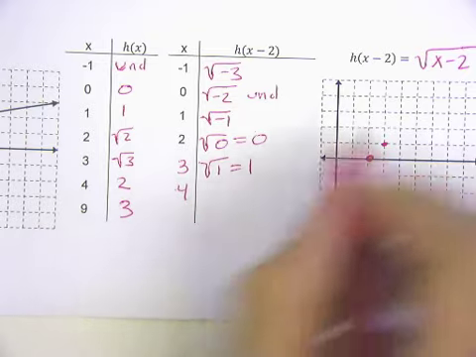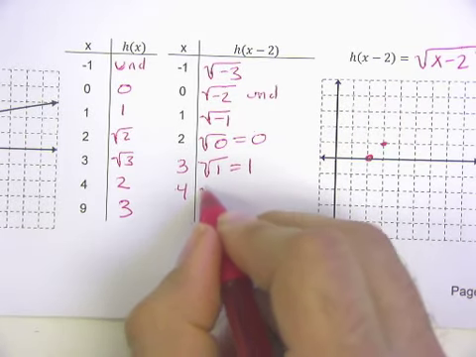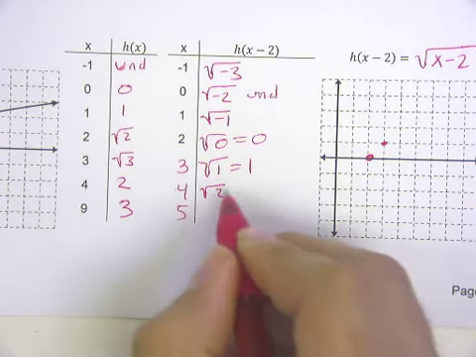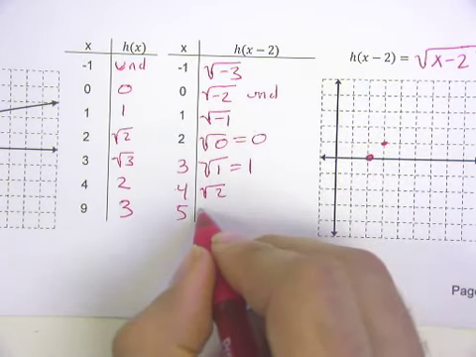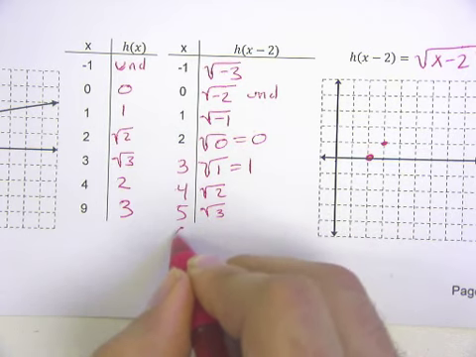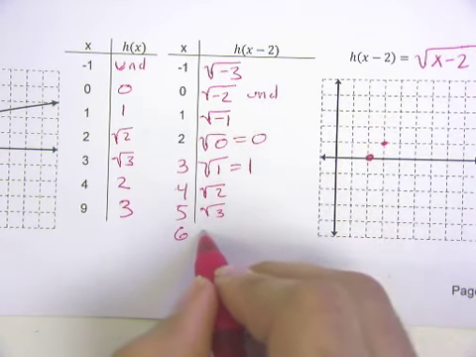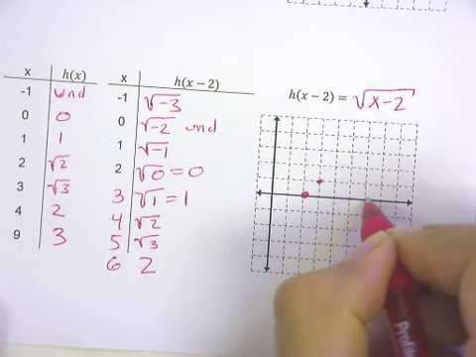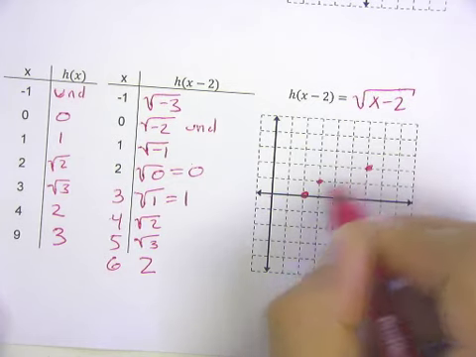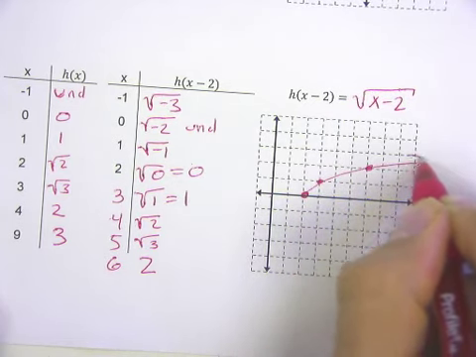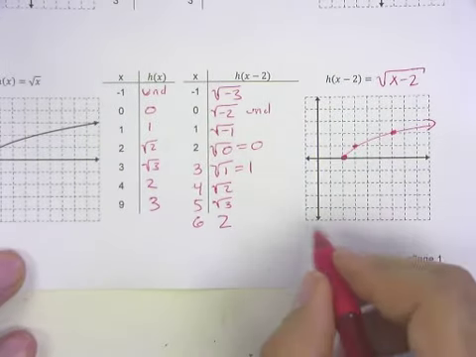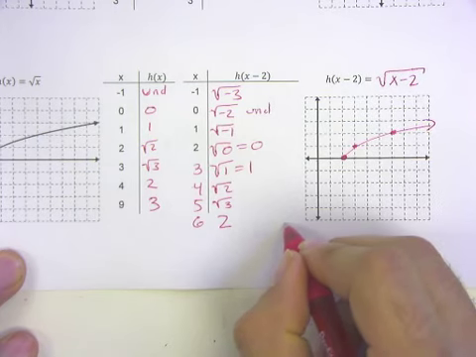With 4, we would have the square root of 2, because it would be 4 minus 2. That's icky again. 5 would be the square root of 3. That's icky again. 6 would be the square root of 4, and that comes out to good old-fashioned 2. So now we're at 0, 1, 2, 3, 4, 5, 6, giving us an output of 2. And we can start to get a feel for what's happened here. Our whole graph, our whole function, has shifted to the right by 2.